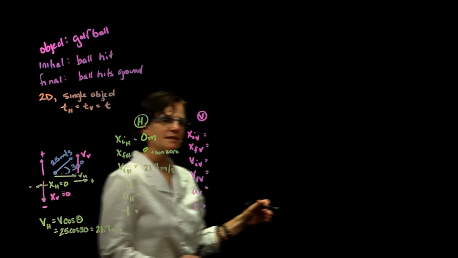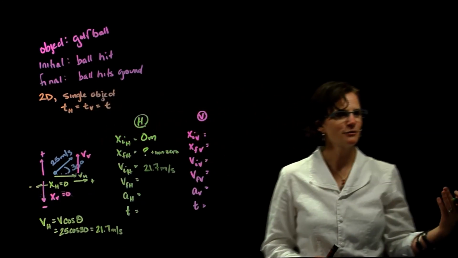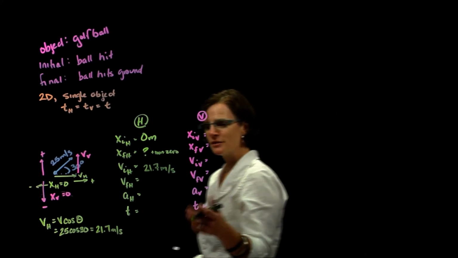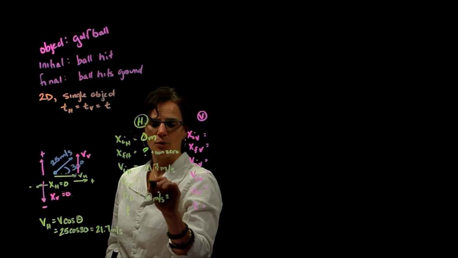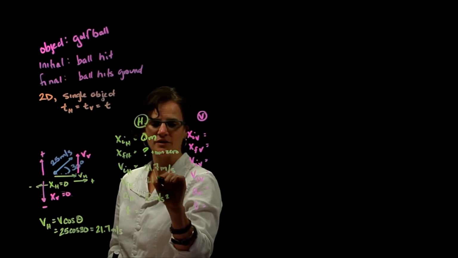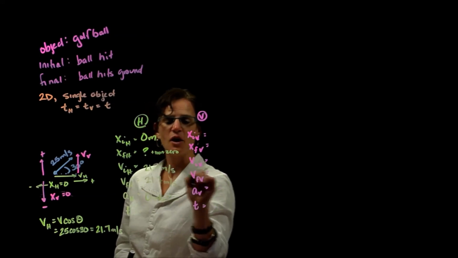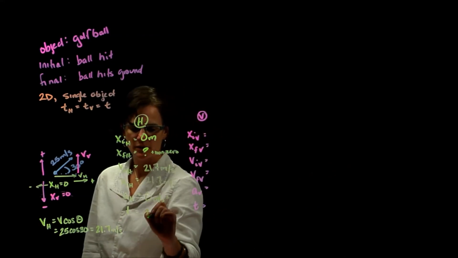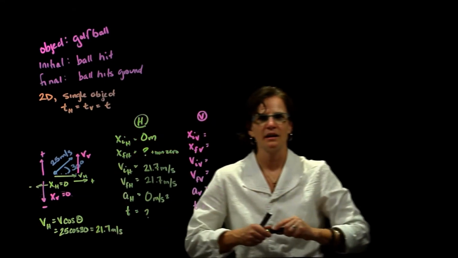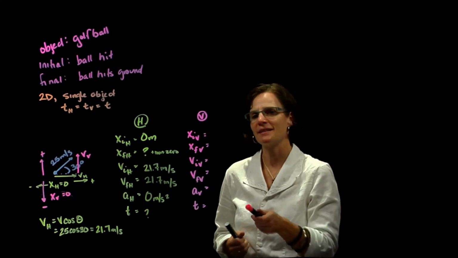Now, this object is in two-dimensional projectile motion. It's in free fall. And so in free fall, we know our acceleration in the horizontal direction is 0, which tells us our final horizontal velocity is also 21.7 meters per second. And we don't know the time. All right, vertically, what do we have?